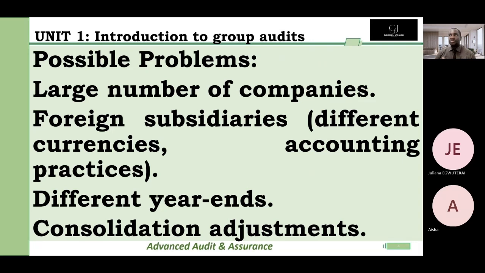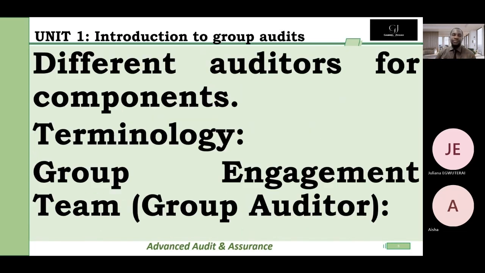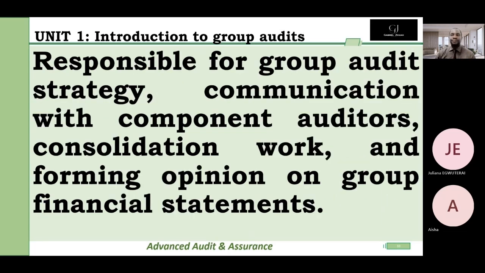So different year ends also for companies that are operating in different countries and jurisdictions, and also consolidation adjustments between those companies could be challenging. So different auditors for component audits could also be a challenge, and the terminology includes group engagement team. So we have a group auditor who addresses the group, and for components or subsidiaries we have other firms, individual firms, medium size, small audit firms that address the components or the subsidiaries and associated companies. So these are terminologies we need to be conversant with: the group auditor and the component auditor.